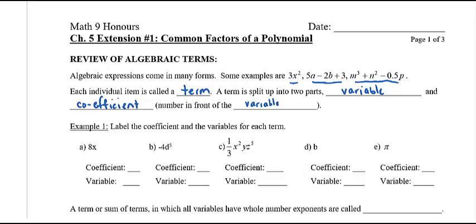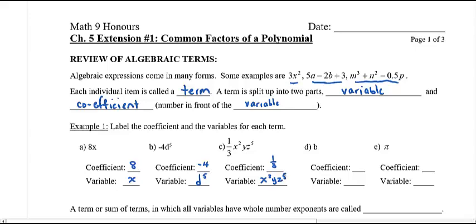8x, what's the coefficient? That's the number in front of the variable. So 8. The variable must be x. What about negative 4d to the power 5? Well, the coefficient is negative 4. The variable, you can say, is just d to the power 5. How about the coefficient? That's 1/3. The variable in this case, you can say, is x squared y z to the power 5.